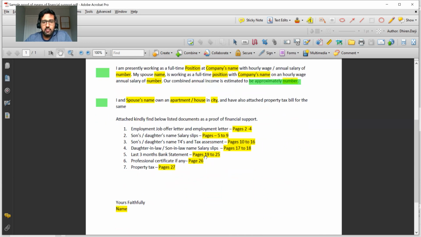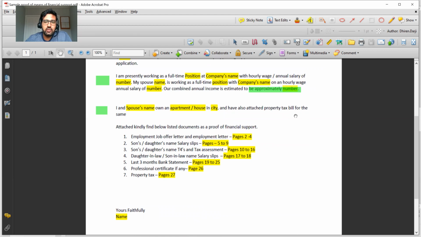The documents which I provided as attachments are the employment job offer letter and employment letter, salary slips for myself, my spouse, T4s and tax assessment, then the last 3 months bank statement for myself, my spouse, and professional certificate if any. And if you have a property, like an apartment or house in the city, then you can provide a property tax receipt so that they get to know that you have a house, or if it's on a rental, you can show something related to the rental property.